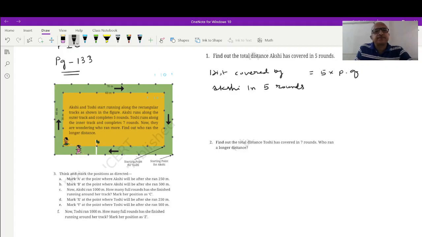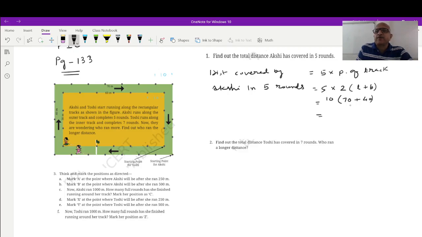perimeter of the track, which is the shape of a rectangle. So 5 times the perimeter of the rectangle, which is 2 in a bracket L plus B. We can multiply 5 by 2, that is 10. What is the length over here? 70 and breadth is 40.